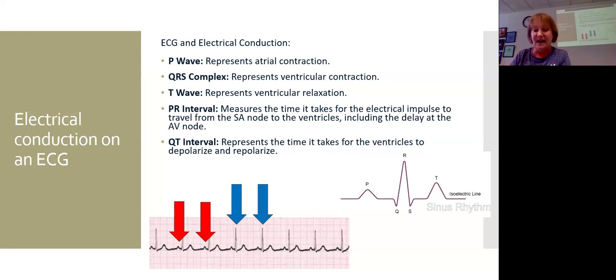We like this. And then we have the T wave, and that represents ventricular relaxation, because there's got to be a contraction and then there's a relaxation. Contract and then relaxation. So these T waves right there, which is right here in a bigger view, represents ventricular relaxation.